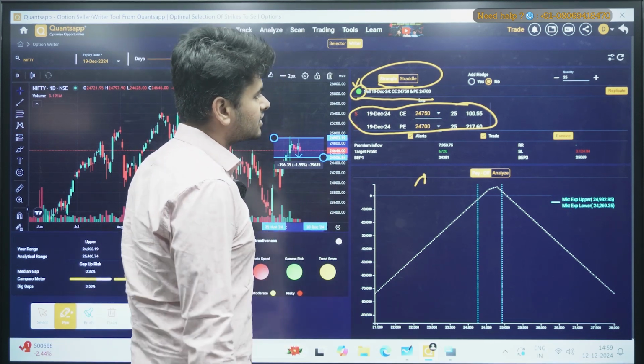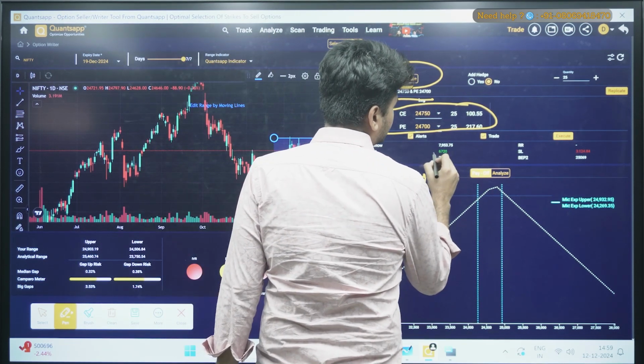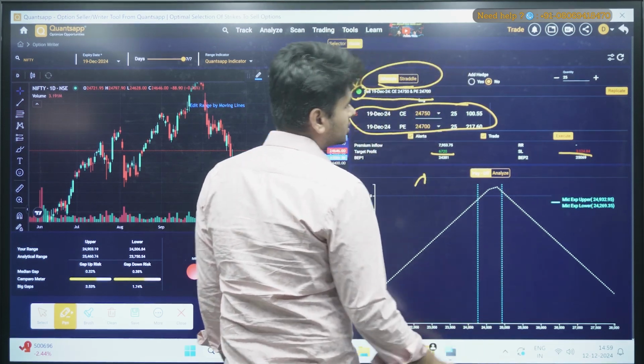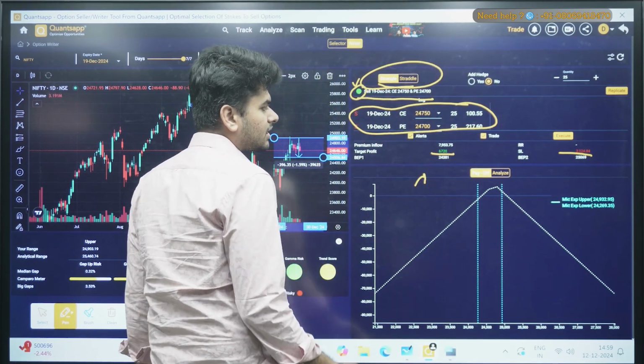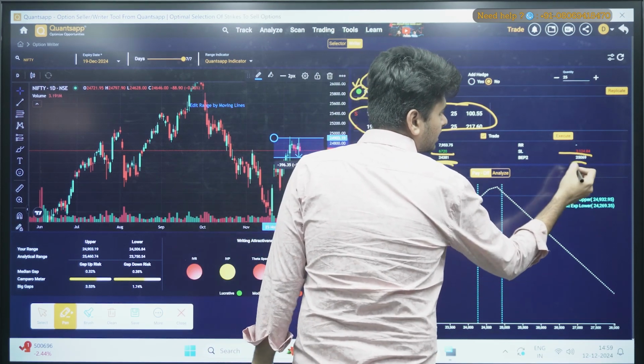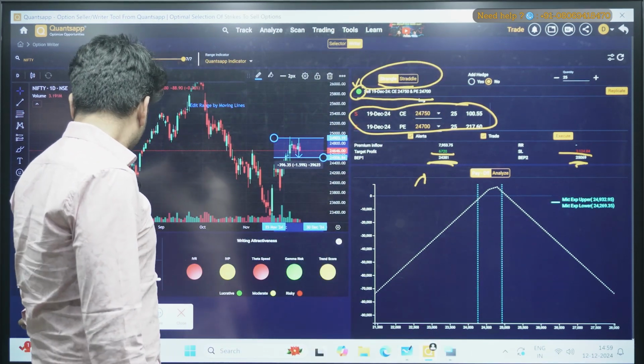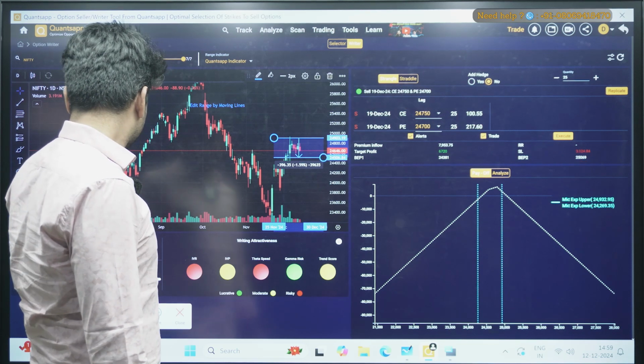Now your target and stop loss, if we see, your target is around 6,700 and your stop loss is around 3,000. So almost like a 1:2 risk to reward we are seeing. The break even points are already identified for you. So you can go forward with this kind of a trade. Now again, you can see the selling is a little risky game.